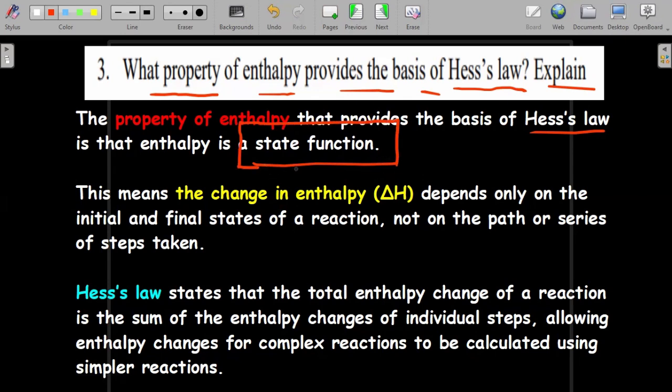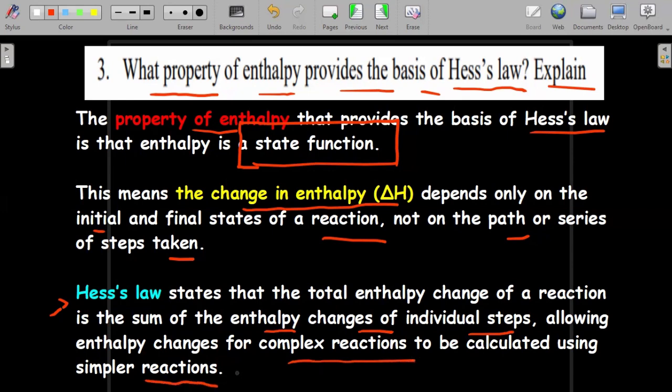So what does that mean? It means that the change in enthalpy depends only on the initial and final states of a reaction, and not on the path or the series of steps taken to reach that final state. So we can even state what Hess's law states here. We can say Hess's law states that the total enthalpy change of a reaction is the sum of the enthalpy changes of individual steps, allowing enthalpy changes for complex reactions to be calculated using the what?